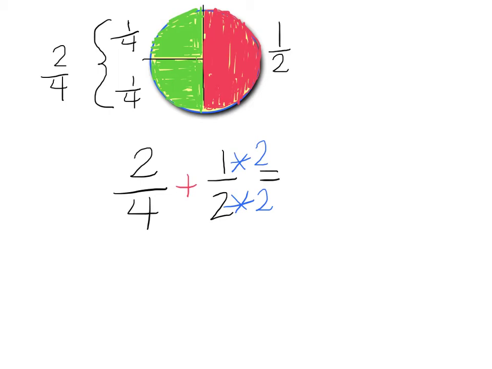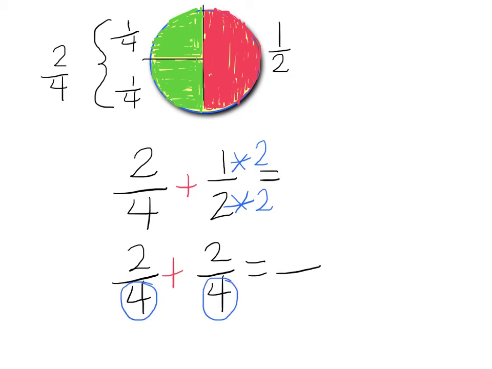I'm now going to rewrite this problem. I'm going to say 2/4 plus 2/4 equals, I've now rewritten the problem so that my denominators are the same. I can now bring the denominator over, and now I can add my numerators. And I have 2 plus 2 equals 4, which we know equals 1 whole. So 4/4 equals 1 whole.